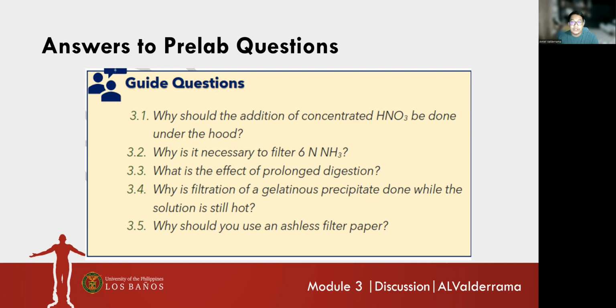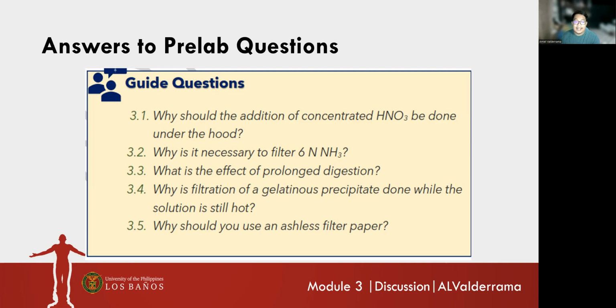Why is filtration of a gelatinous precipitate done while the solution is still hot? This is to promote faster filtration, since when the solution is hot, the viscosity of the mixture becomes lower, and a lower viscosity means a faster flow rate, and a faster flow rate means a more rapid filtration. This will further avoid the prolonged digestion of your sample if you are fast enough to filter it.